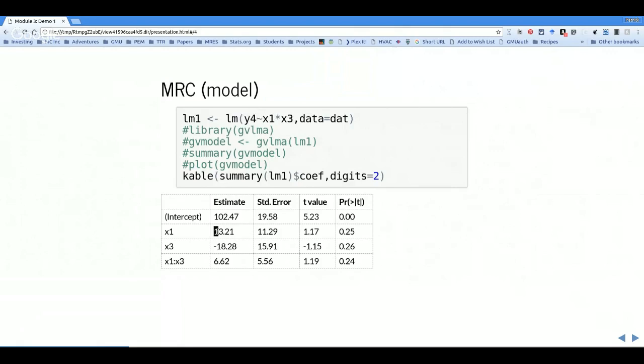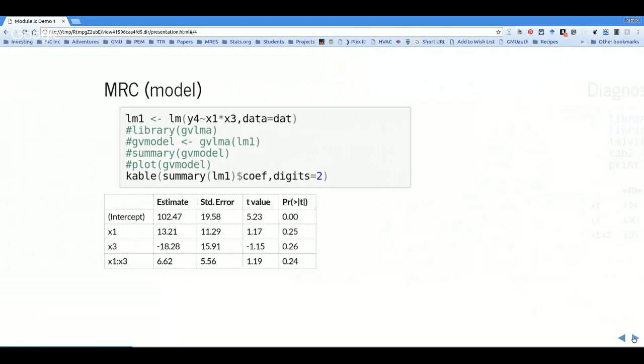But we have B's for X1 and X3, and because the standard errors are sufficiently high, the t-values are pretty low, because these B estimates divided by the standard error of B give us our t-value. The t-values are very low, and the p-values are very high, much higher than 0.05. So we failed to reject the null for X1, X3, and the interaction, which should lead us to start thinking about hypothesis testing and the potential for type 2 errors.